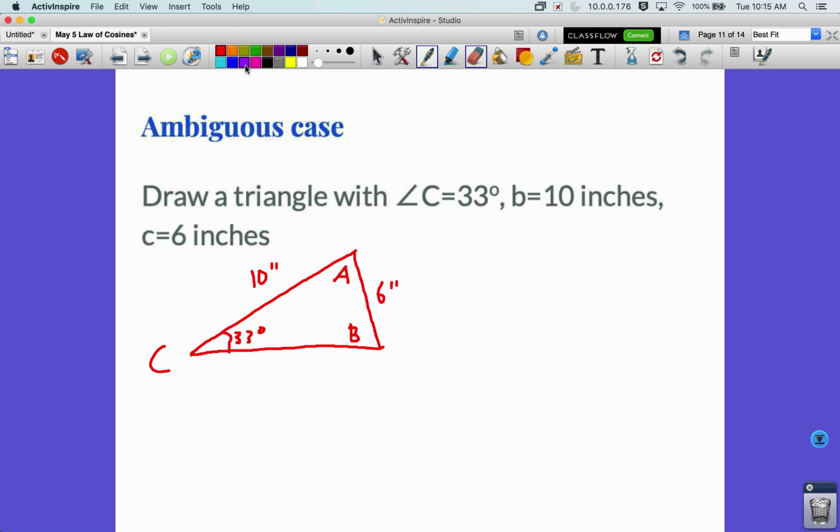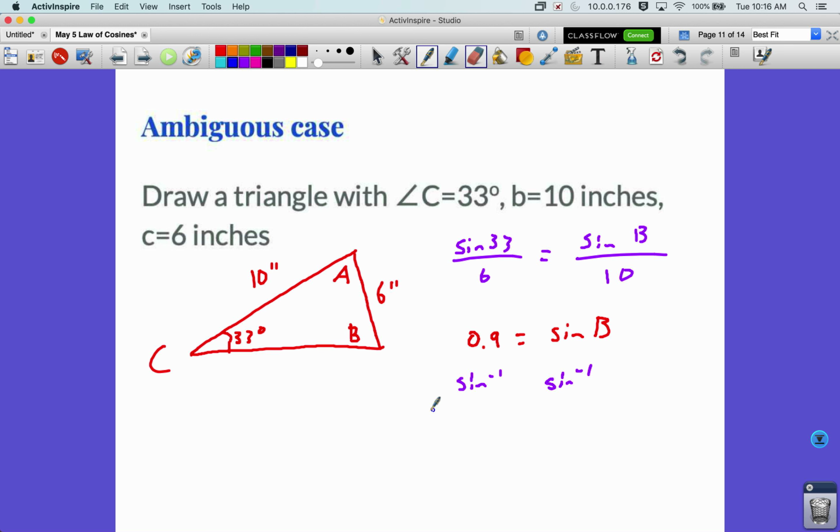Okay, we can do law of sines here to find angle B. So sine of 33 over 6 equals sine of B over 10. Simple enough. Multiply 10 to both sides. So 10 times the sine of 33 divided by 6, we get 0.9 equals sine of B. We would then just take inverse sine of both sides, but here's where we get our two answers.